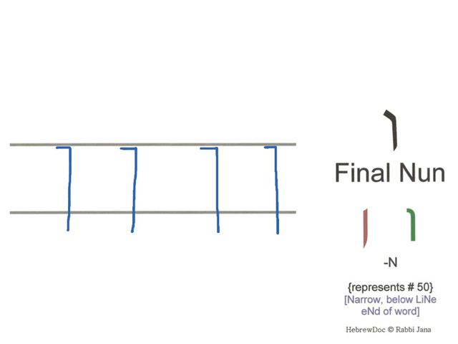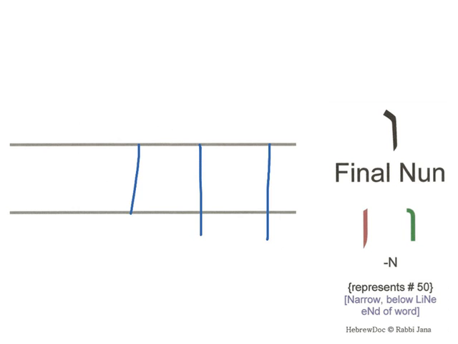Remember, it's the narrow-nosed nun, except it goes below the line only when it comes at the very end of a word. That's the only time that you see this. If you were going to write it in cursive, then it's very narrow and it goes below the line like this. Sometimes when you write in cursive, you're going to see it at an angle.